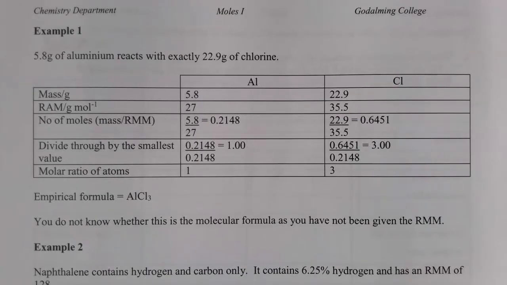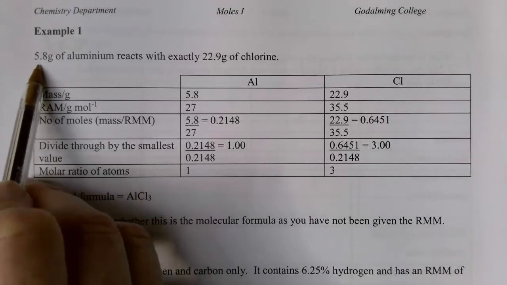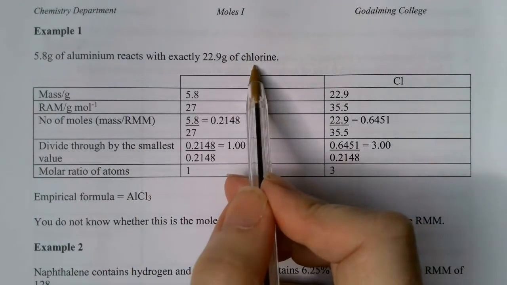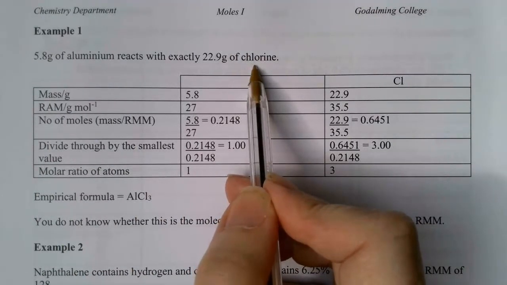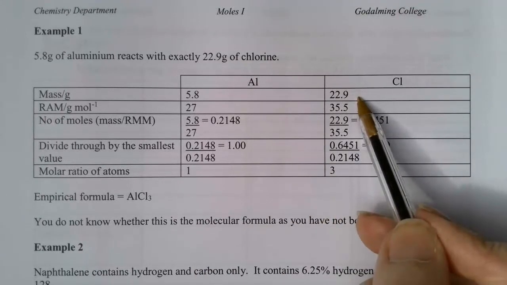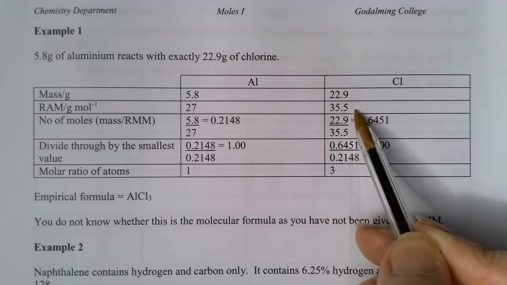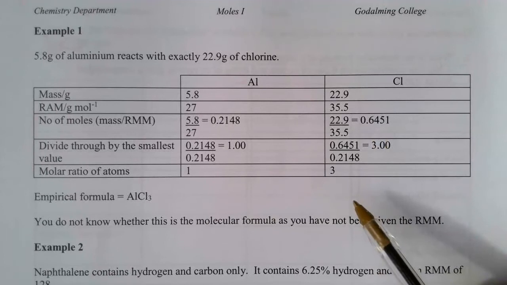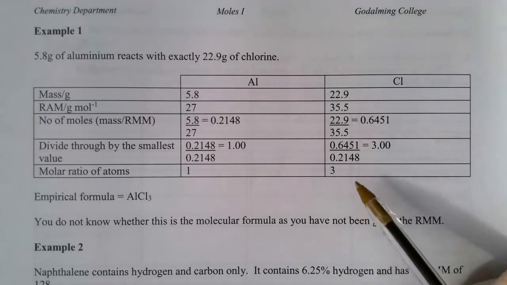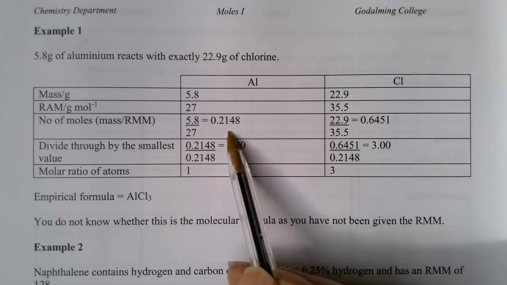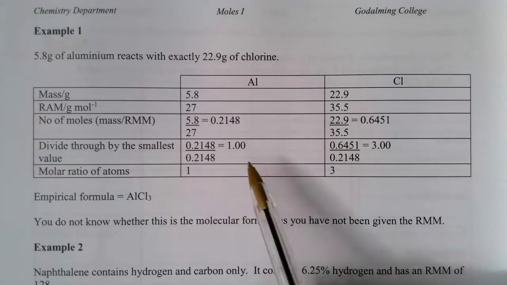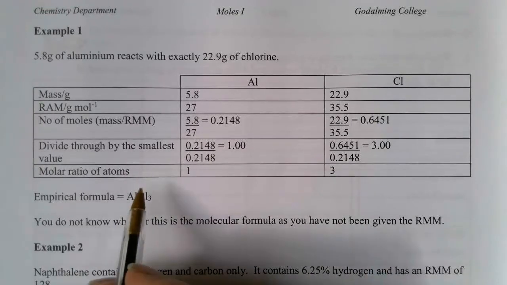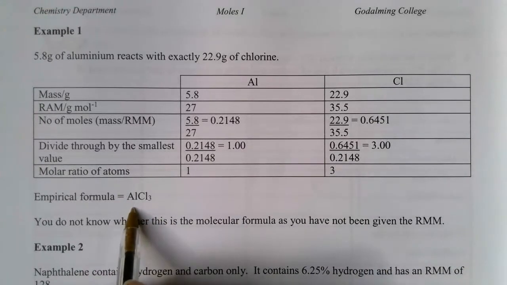So we're on page 13 of your notes, and we're using these little tables to find the empirical formula. Now I'm told that I've got 5.8 grams of aluminium, and it's reacting with 22.9 grams of chlorine. So we've got the mass, we divide by the RAM, which will give us the number of moles in both cases. Now I want the ratio, the simplest whole number ratio of atoms, so I'm going to divide through by the smallest. And when I do that, I get a 1 to 3 ratio. And that tells me the formula is AlCl3.